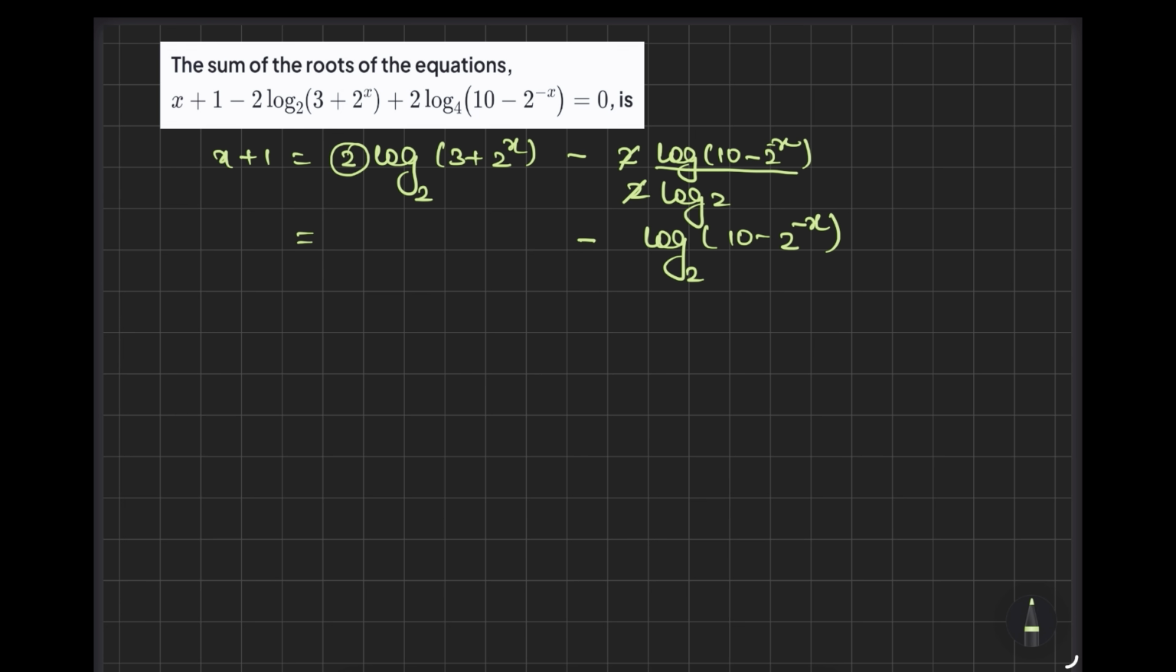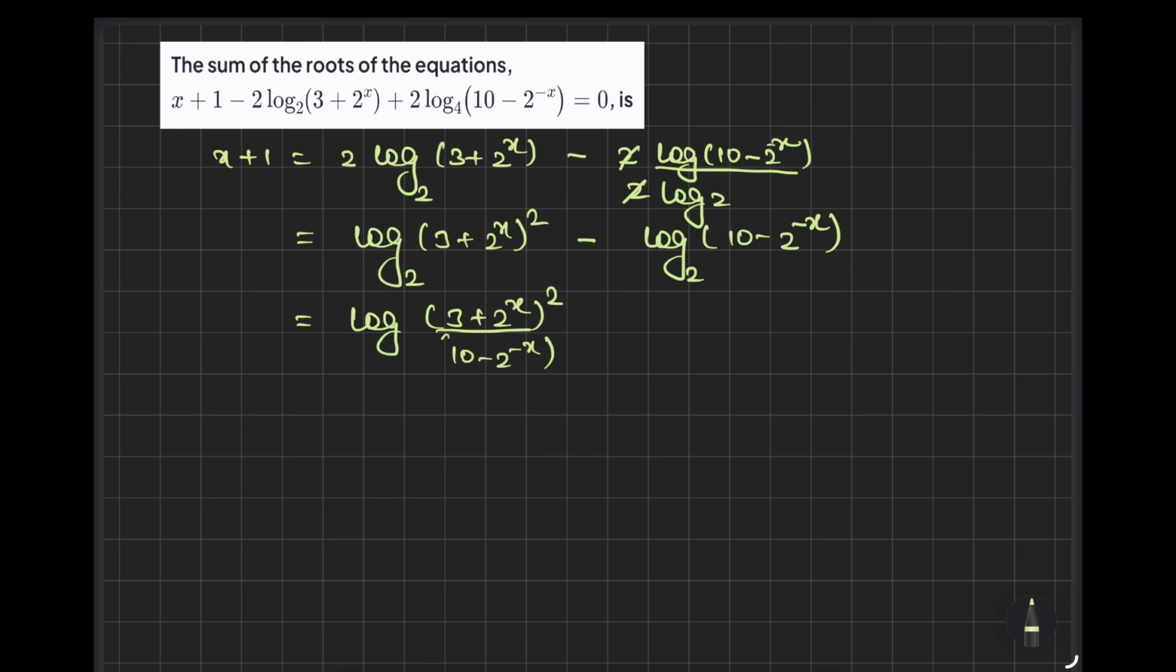We have a problem with this coefficient. So what I will do is send this 2 to the power. So log base 2 of 3 plus 2 power x, power 2. So it is log m minus log n, and here we will apply the property log m by n. So 3 plus 2 power x, power 2, upon 10 minus 2 power minus x. Okay, base 2. Here it is x plus 1, here it is x plus 1.